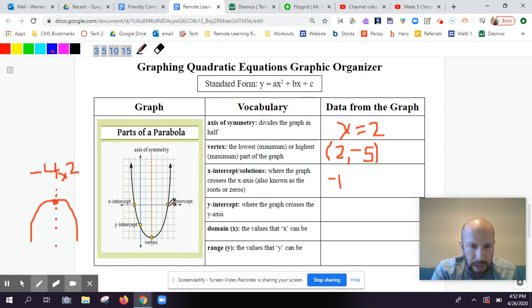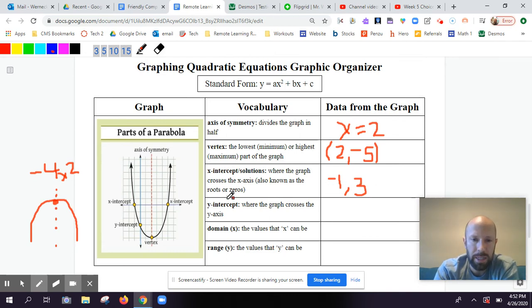And then this yellow dot here represents the second x-intercept because this U is going to cross the x at two different spots. And that happens to be at +1, +2, +3. So since it crosses the x at two different spots, it's actually going to have two x-intercepts. First one's at -1, second one's at +3.